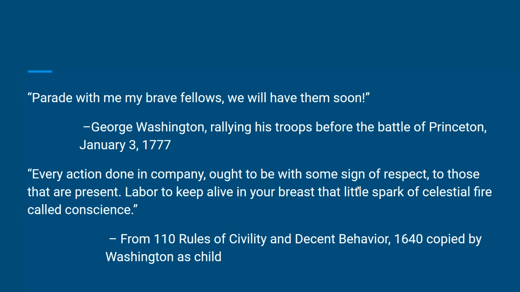So the next quote comes from one of our outside readings, and it's really fascinating. It's like a little book he used to read when he was a kid about manners, about how one ought to conduct themselves. And it was a book that Washington, as a young boy, copied from as he practiced his handwriting. And he came to really follow this book by the letter. And of course, one of the rules of civility, he says that every action done in company ought to be with some sign of respect.